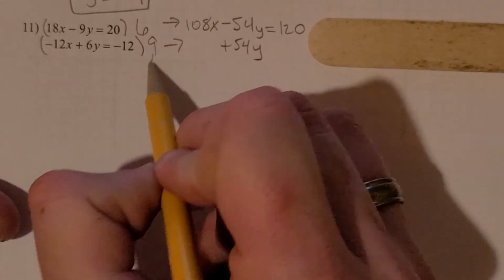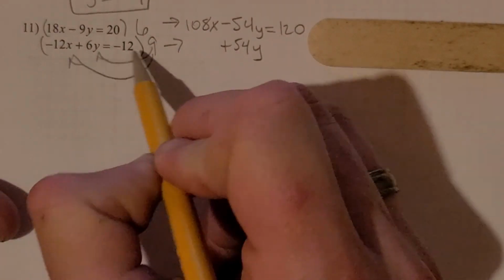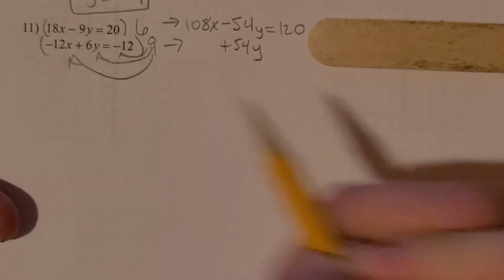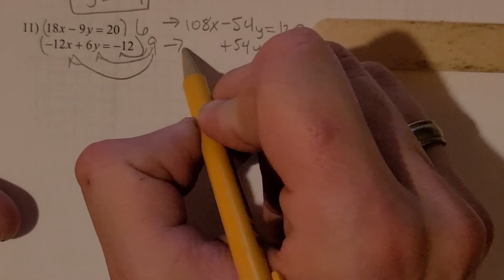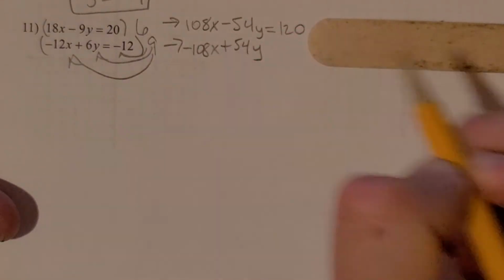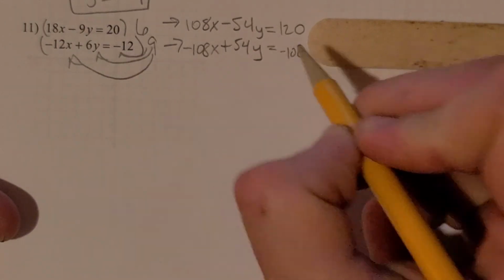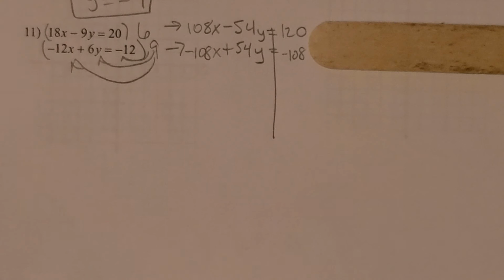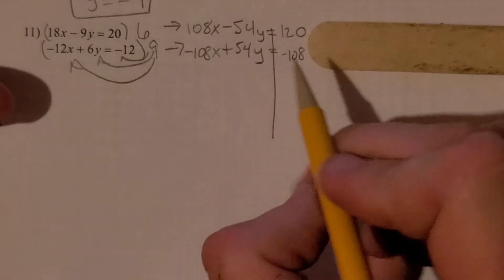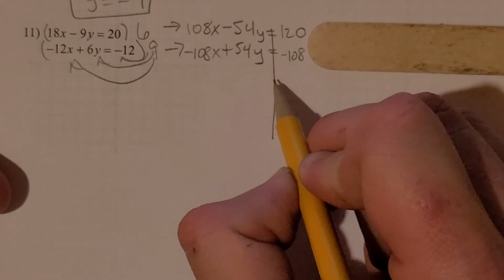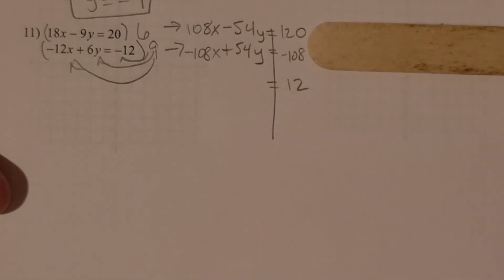Same thing on the bottom. I'm multiplying everything by 9. So 9 times a negative 12x is a negative 108x. Then 9 times negative 12 is negative 108. All right, so now we're looking at this problem. Sweet. Starting from the right, 120 minus 108 is 12.